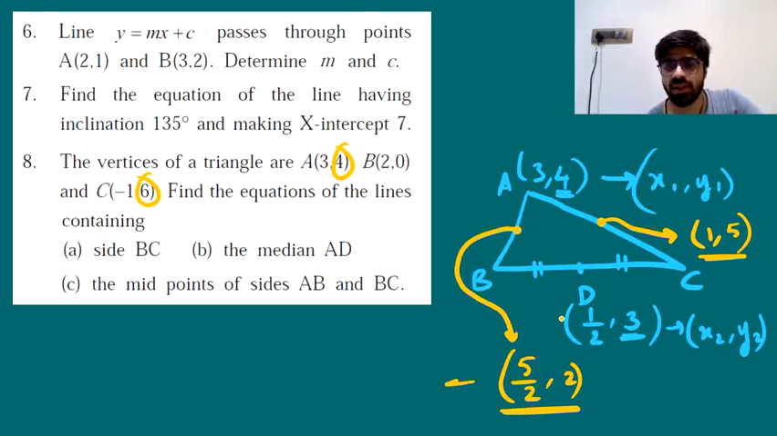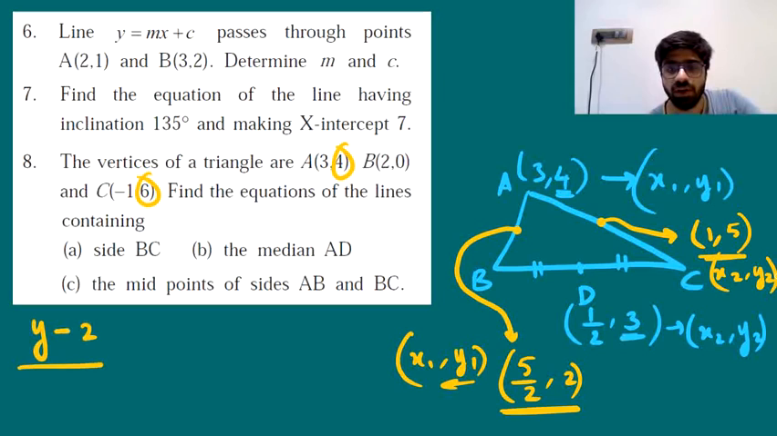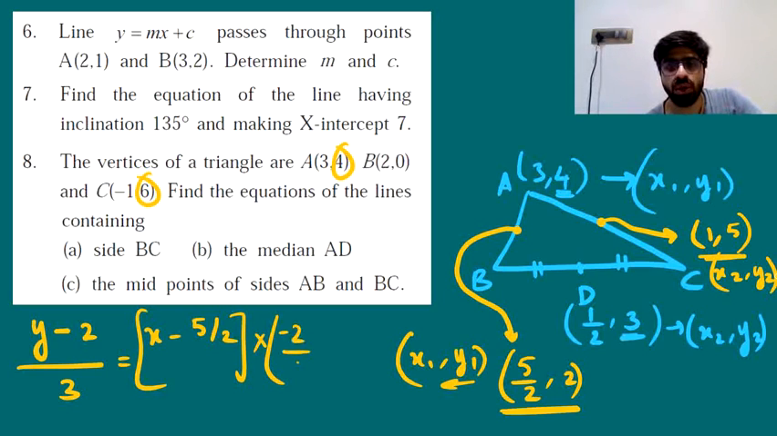Okay, so let's treat this point as x1 y1. Let's treat this point as x2 y2. So the equation of our required line will be y minus y1 divided by y2 minus y1 equal to x minus x1 divided by x2 minus x1. On the left hand side this becomes equal to 3. This becomes equal to 2 minus 5, which is minus 3, divided by 2. Minus 3 by 2 in the denominator can be written as multiplied with minus 2 upon 3.